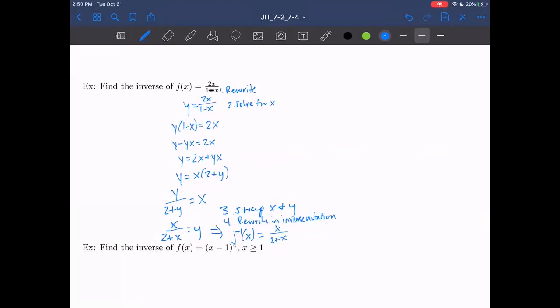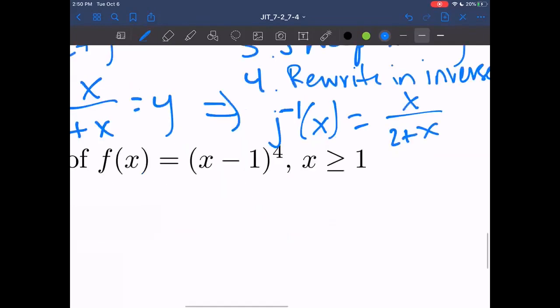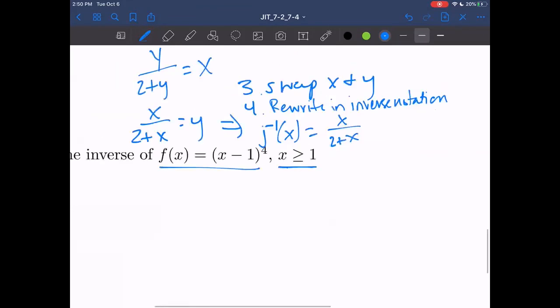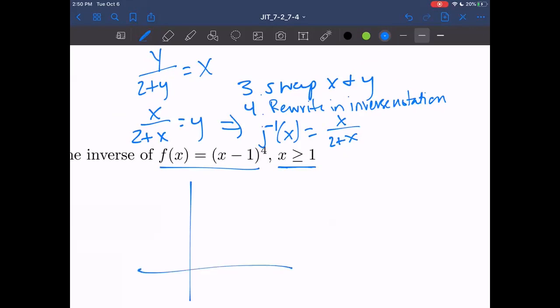We might have a restricted domain. So in this next example, we're given our function, and we're specifically told that x has to be greater than or equal to 1. So something to think about: if x is not greater than or equal to 1, so we have all values, then this wouldn't pass a horizontal line test. So sometimes in order to make it have an inverse, we'll restrict it.